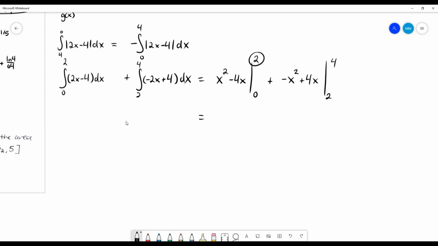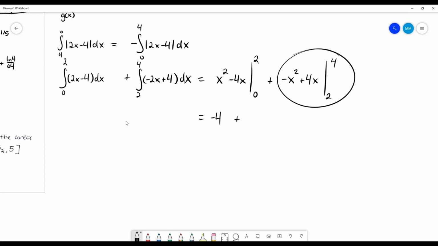Continuing, plugging that 2 in, sorry, zoned out for a second. Plugging in that 2, it's going to get me 4 minus 8, which is of course a negative 4 for that first part, and then subtracting the 0 means nothing, so I'm not going to write it.